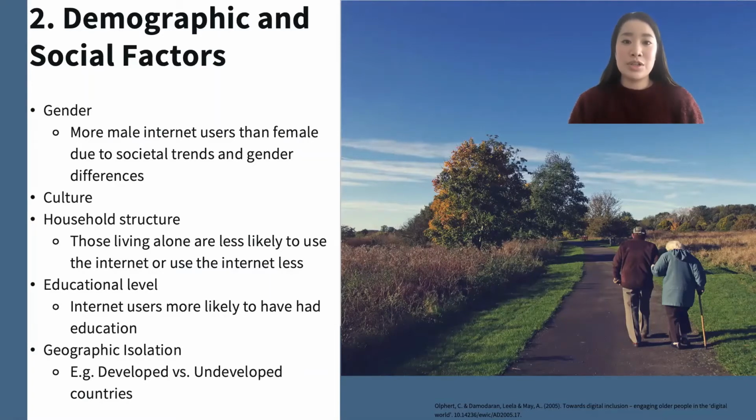The household structure can also be a barrier, as those who are more likely to live in a single person household have no support or guidance from others to use technology at home. Those with lower levels of education may be less likely to use technology and the internet. And finally, those who are isolated within a geographical location may be less likely to use technology or the internet, such as those living in rural areas or undeveloped countries.